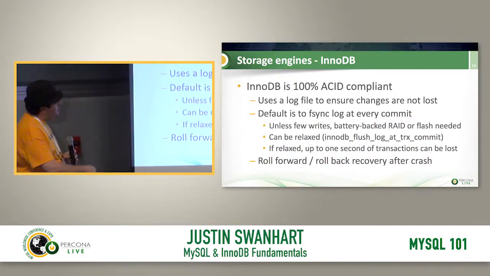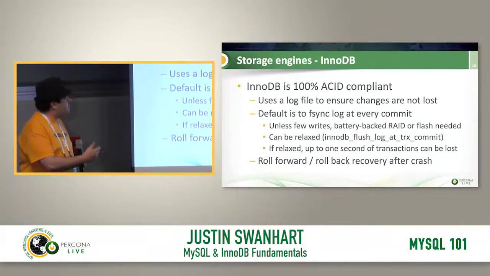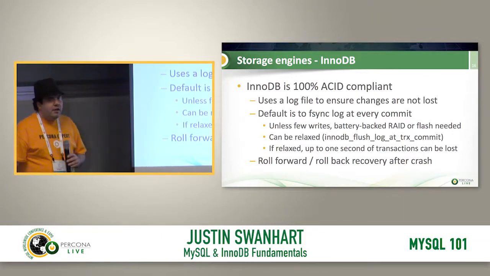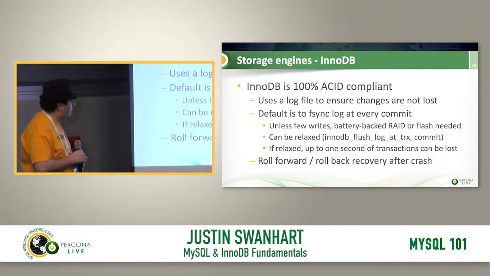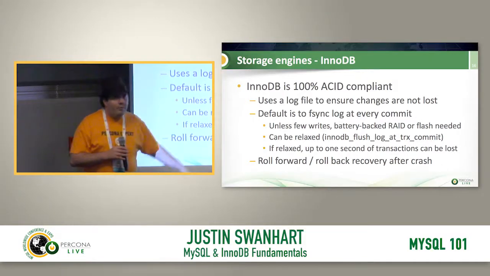Now, InnoDB, in contrast, is 100% ACID compliant, right? So it has a log file, and the log is written to as you make changes in the database. And if the server crashes, it can use this log to recover. So it does what's called roll forward and roll back recovery.